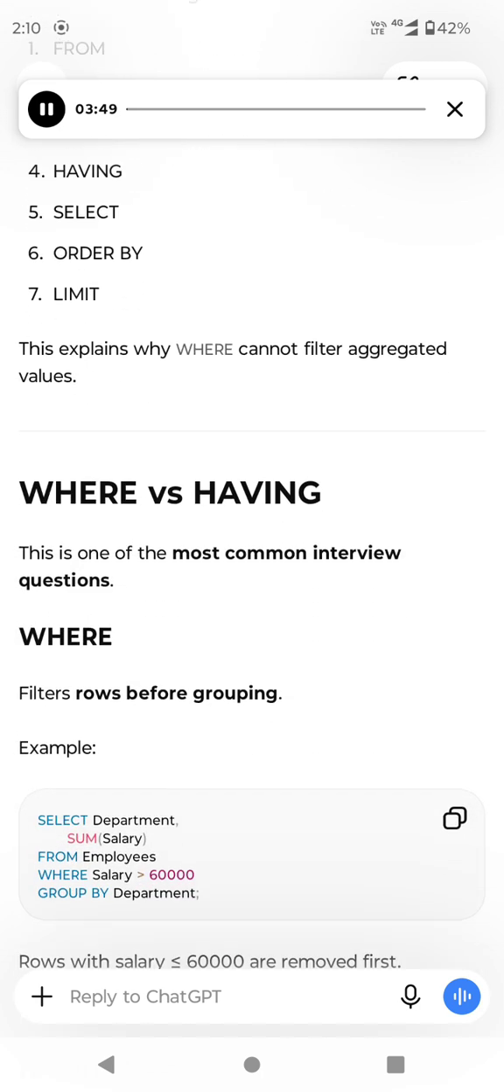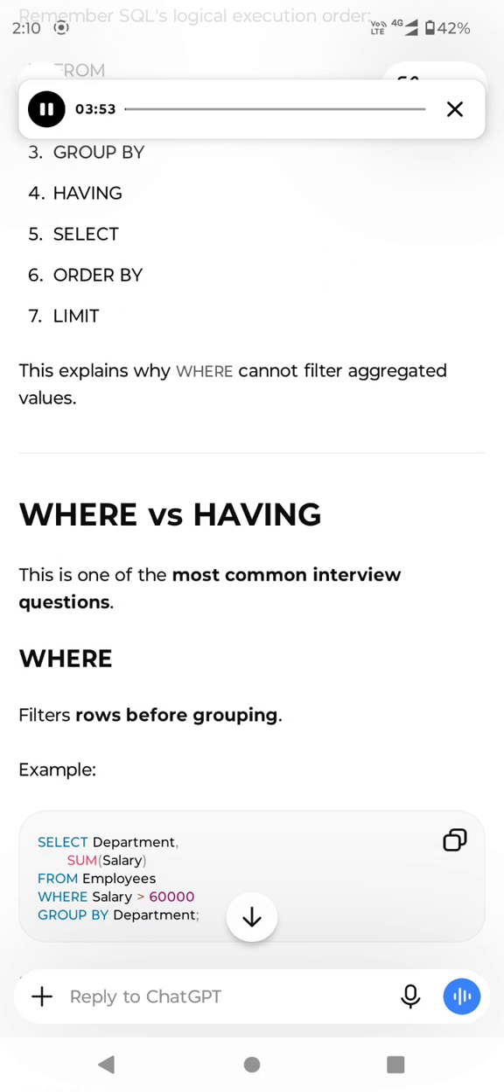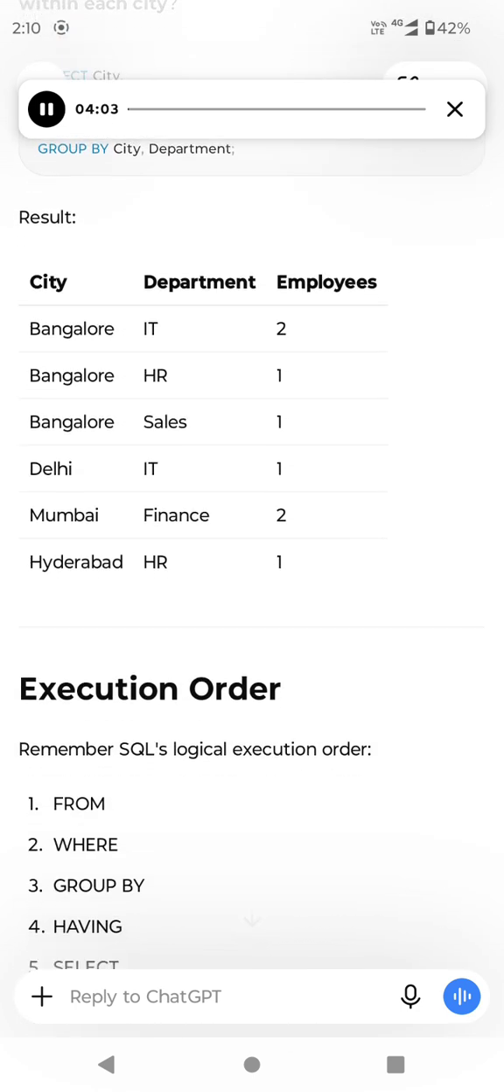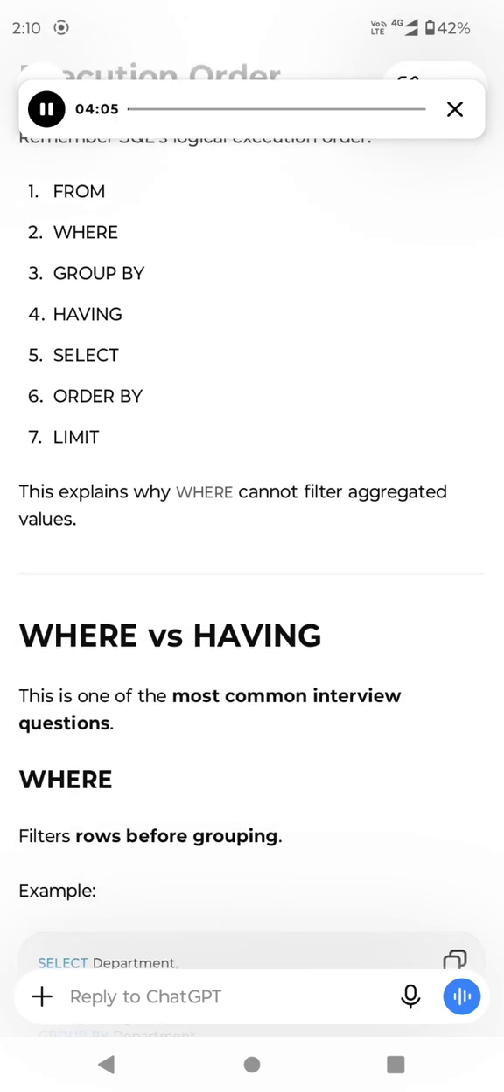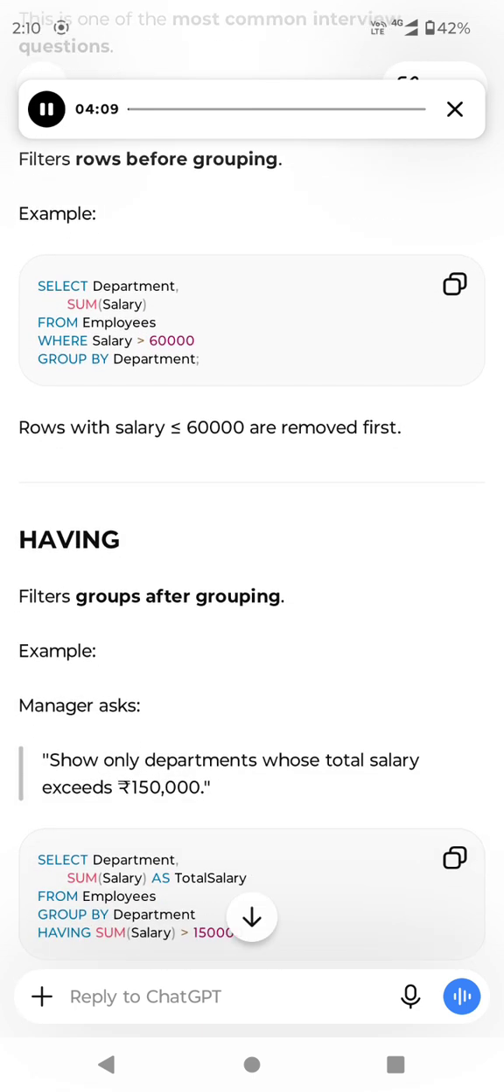Execution order. Remember SQL's logical execution order: 1 FROM, 2 WHERE, 3 GROUP BY, 4 HAVING, 5 SELECT, 6 ORDER BY, 7 LIMIT. This explains why WHERE cannot filter aggregated values. WHERE versus HAVING is one of the most common interview questions. WHERE filters rows before grouping. Example: rows with salary below 60,000 are removed first.